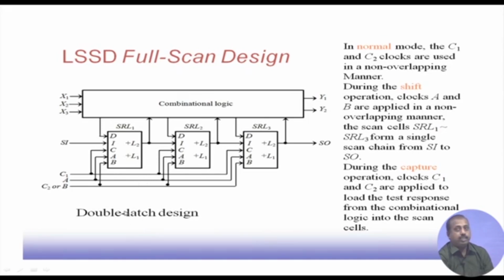So if your system requires a double latch design, then you have to do it like that. If the design itself is a single latch design, then we have to use the previous mechanism. So in both ways we can have this latch based design, and we can frame scan chains like this.